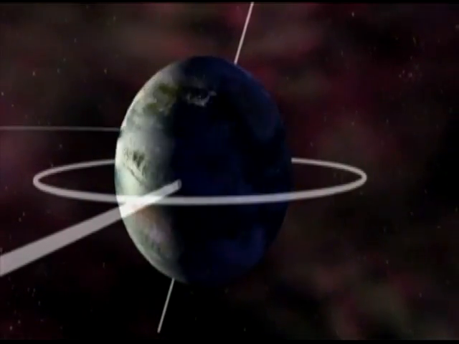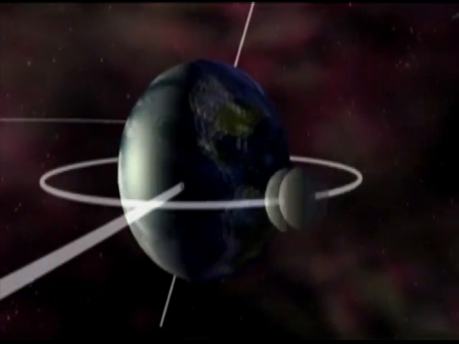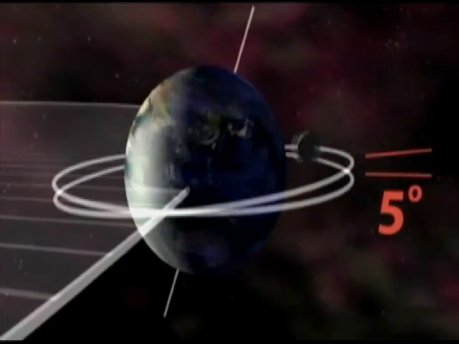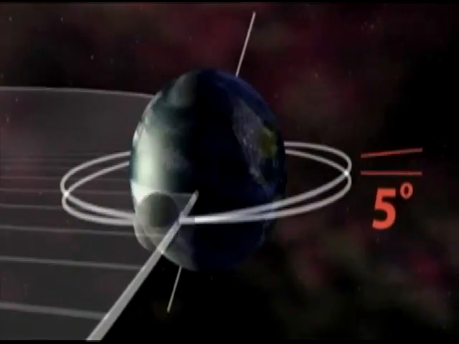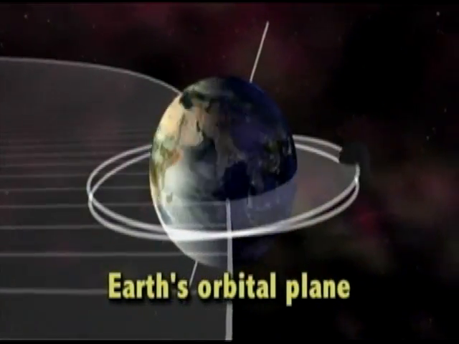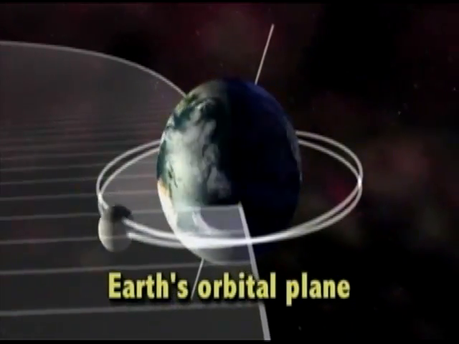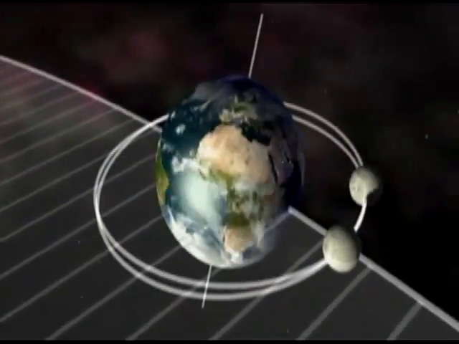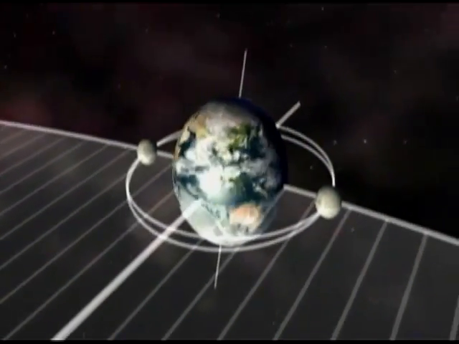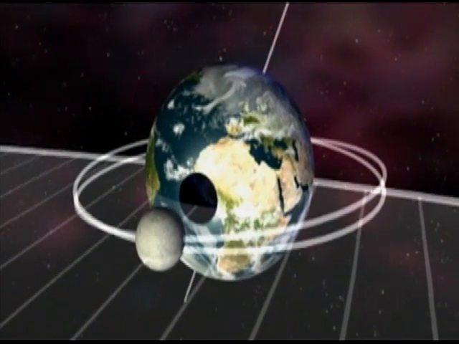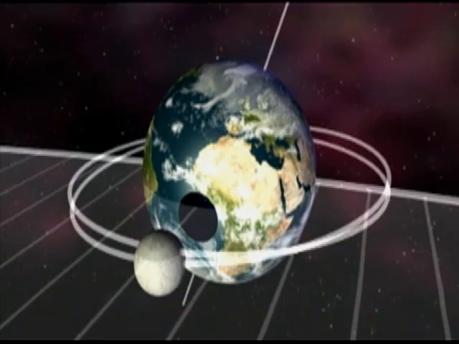The moon's orbit around the Earth is tilted about 5 degrees to the plane of the Earth's orbit around the sun. As a result, the moon spends most of its time either above or below the Earth's orbital plane. The moon passes through the plane only twice during each of its orbits. If the moon also happens to be in a new moon phase when it crosses Earth's orbital plane, then a solar eclipse will occur.